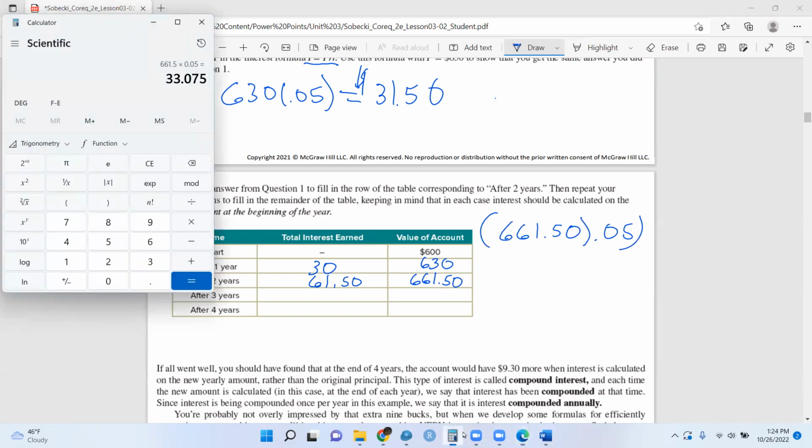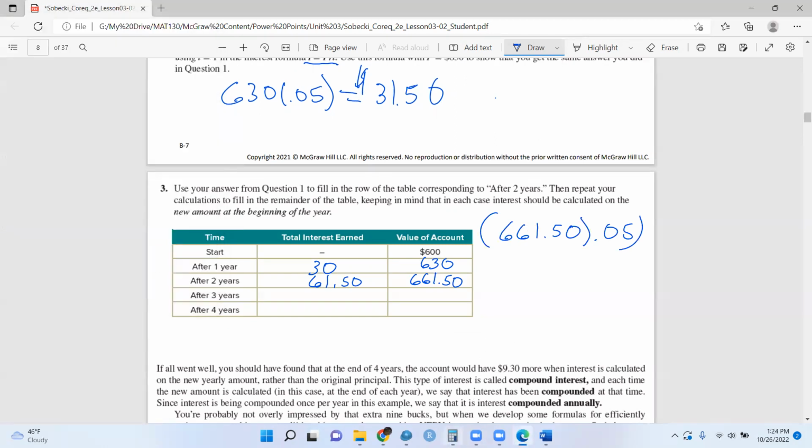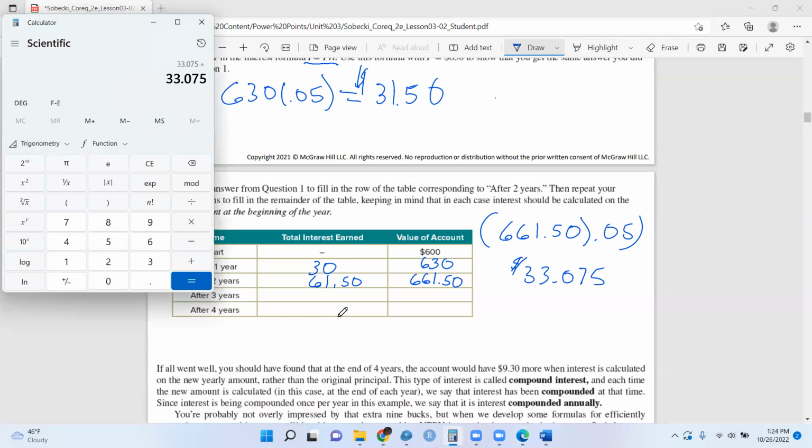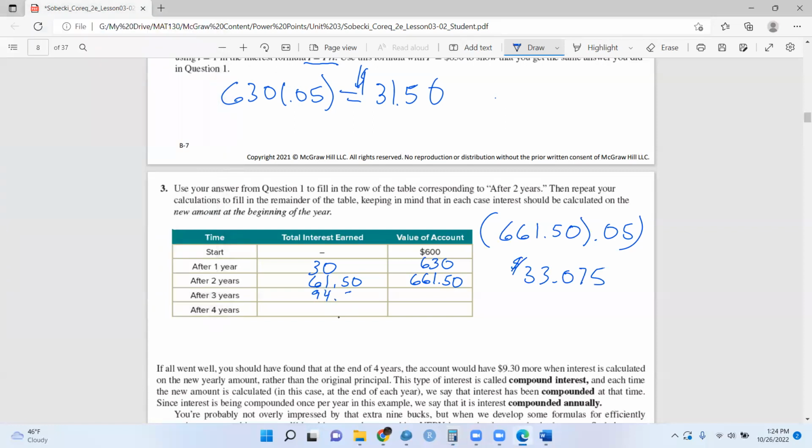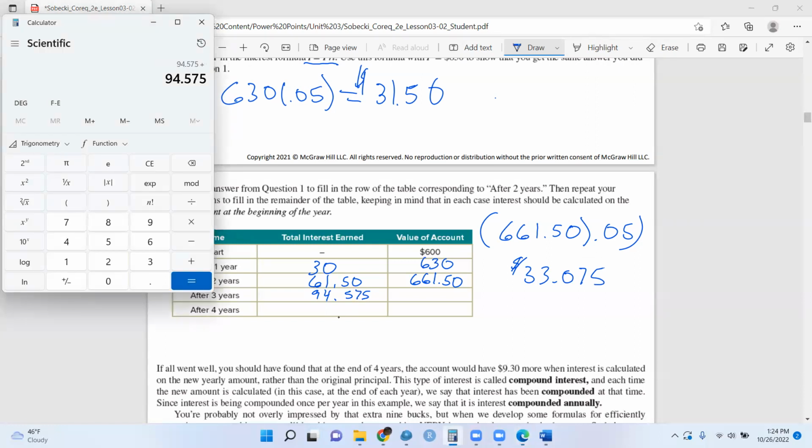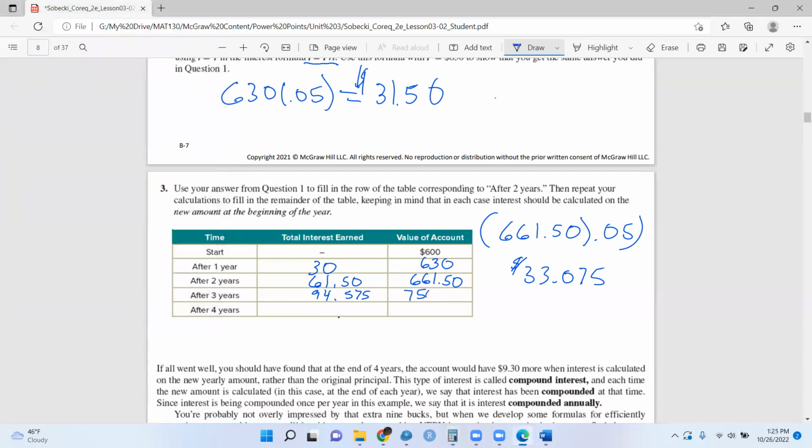So now we earn $33 and 0.075 cents, almost 38 cents. So we're going to add that amount to the 61.50. And we get 94.575. I'm going to leave in that 0.5 cents, right? So this is the new total amount we've earned. We then need to add that to the 661.5, and we get 756.075. How are we doing so far?